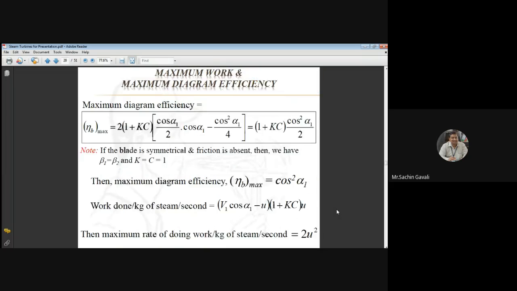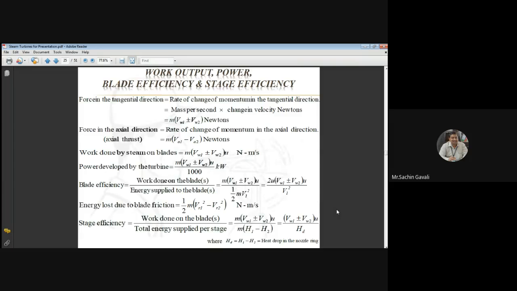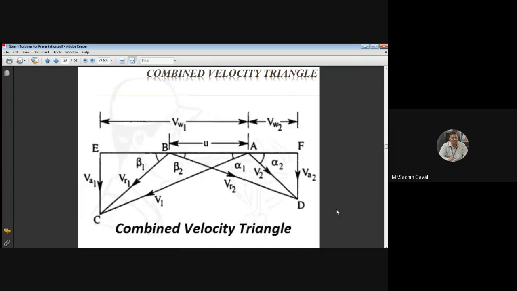Just a minute, I am coming to velocity. Okay, so everybody now, this is the velocity diagram. This is the velocity diagram for the impulse turbine. So this is, I think, again I will repeat now.